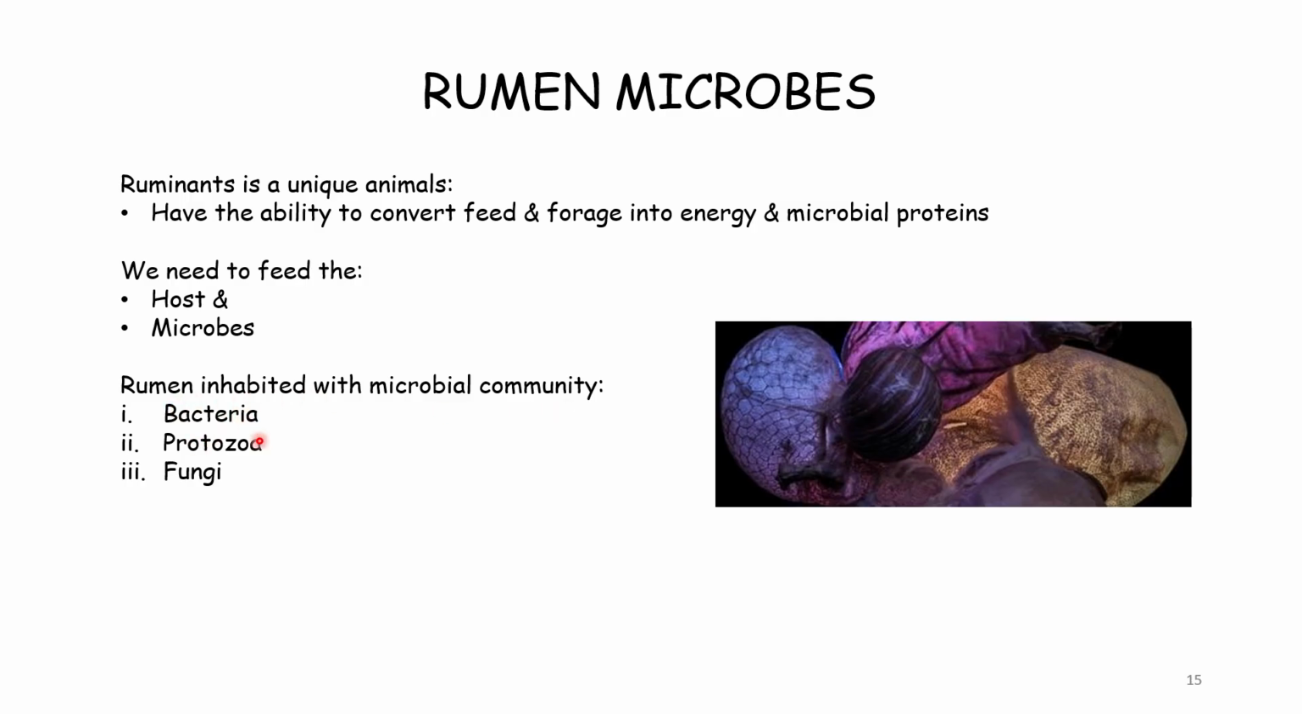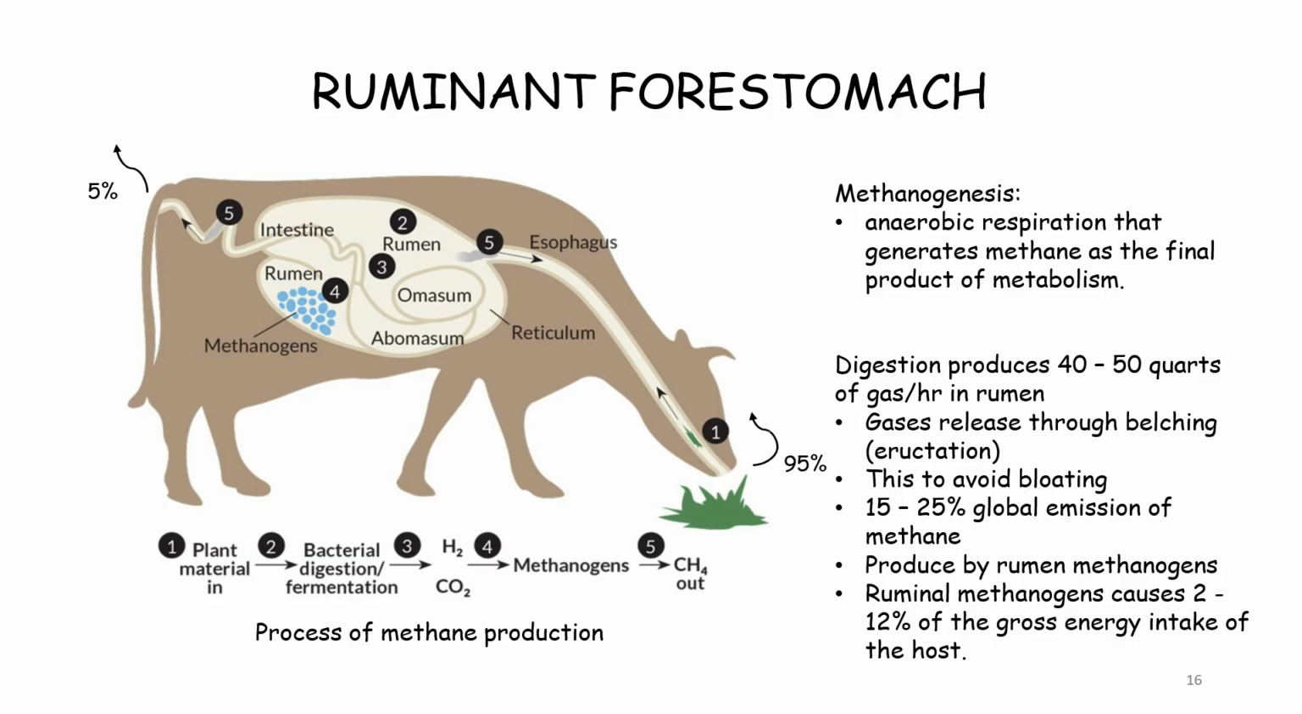As I said in our last lecture, the rumen has billions of microorganisms like bacteria, protozoa, and fungi. We call it methanogenesis, anaerobic respiration that generates methane as the final product of metabolism. Digestion produces 40 to 50 quarts of gas per hour in the rumen. Gases are released through belching, to avoid bloating.